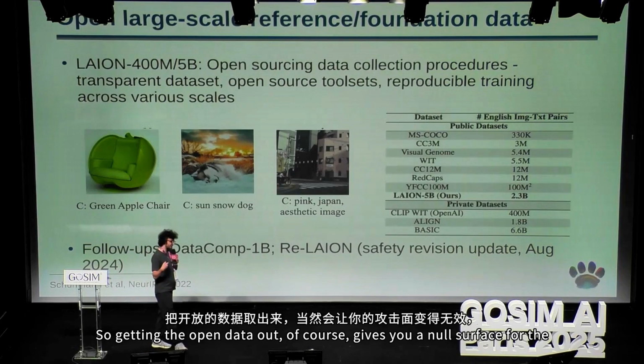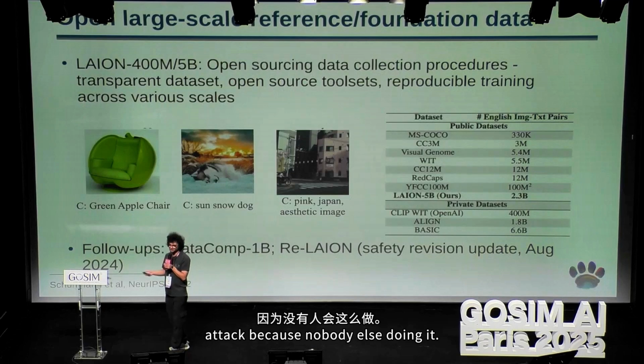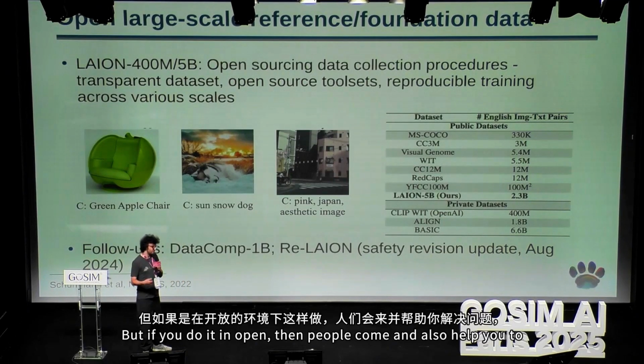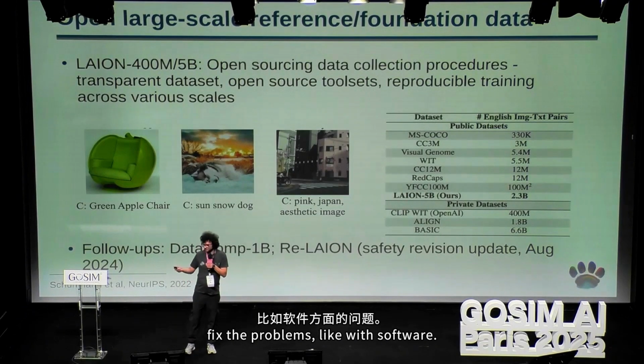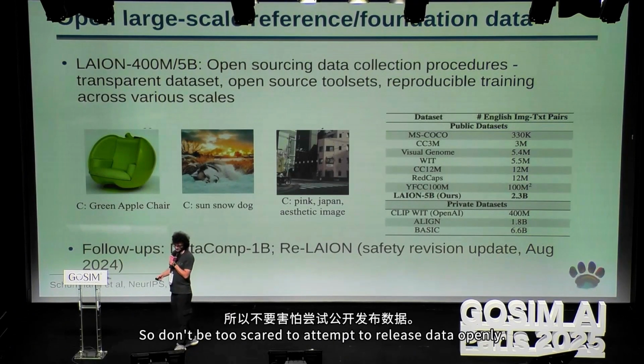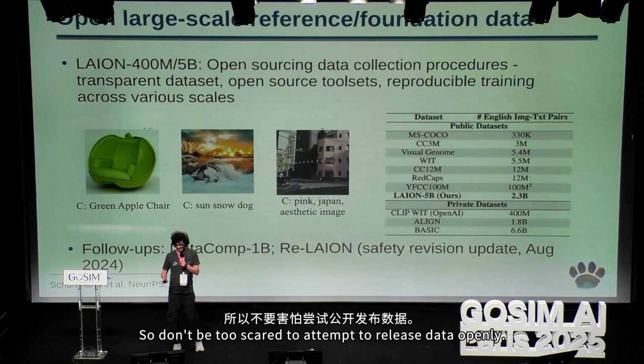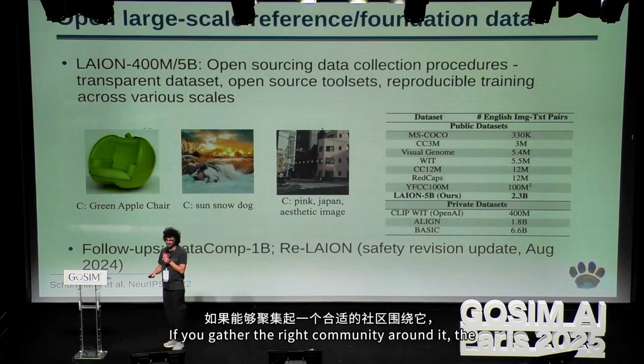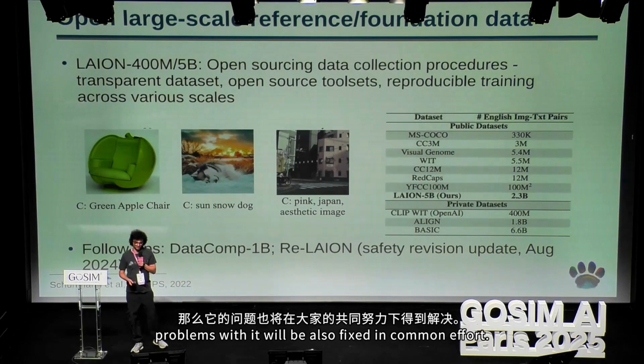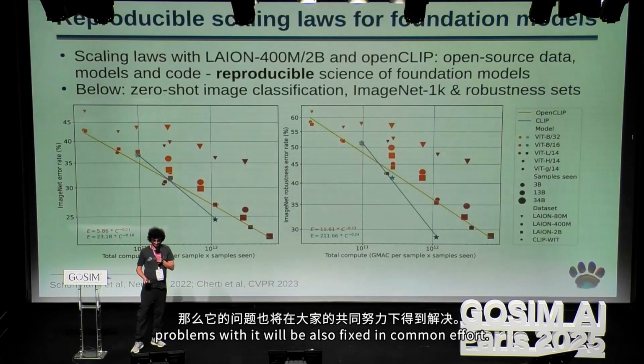So getting the open data out, of course, gives you a large surface for attack, because nobody else is doing it. But if you do it in the open, then people come and also help you to fix the problems, like with software. So don't be too scared to attempt to release data openly. If you gather the right community around it, the problems with it will also be fixed in a common effort.